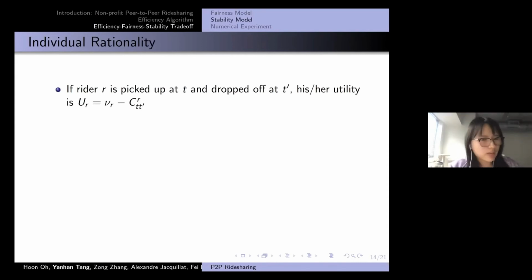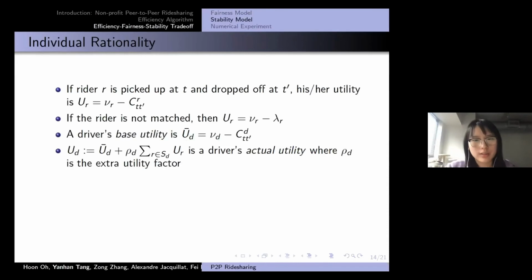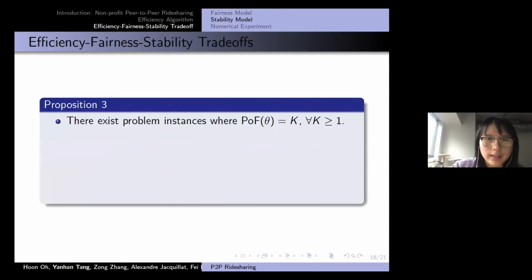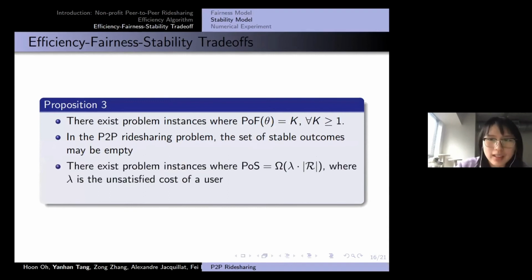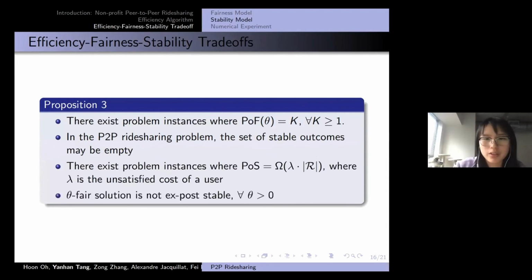In the interest of time, I'm going to skip the stability definitions and directly go to the results. First of all, we found that there exist problem instances where the price of fairness can be arbitrarily large, and the set of stable outcomes might be empty. Also, the price of stability can be very large, big omega lambda times the size of the rider, and the theta fair solution is not exposed stable.